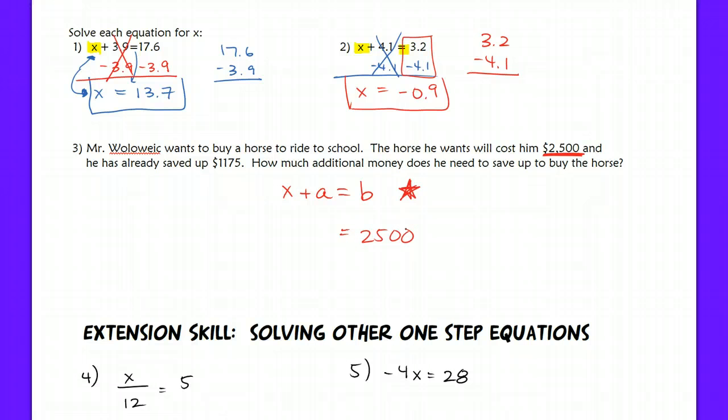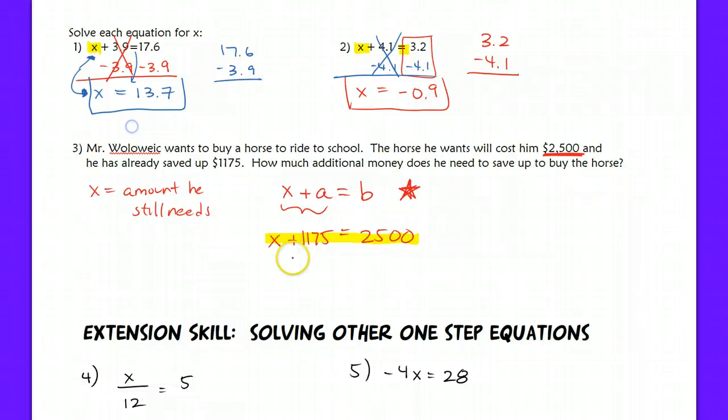Okay, the expression on the left hand side, x plus a: x is going to stand for the amount of money he needs to save up. So it's the amount he still needs, because we don't know what that quantity is, so we call it x. And a is the amount that he already has. So he already has $1,175. So this expression here is what I would want to see on your paper. I want to see x plus 1,175 equals 2,500, and then you're going to go ahead and solve.